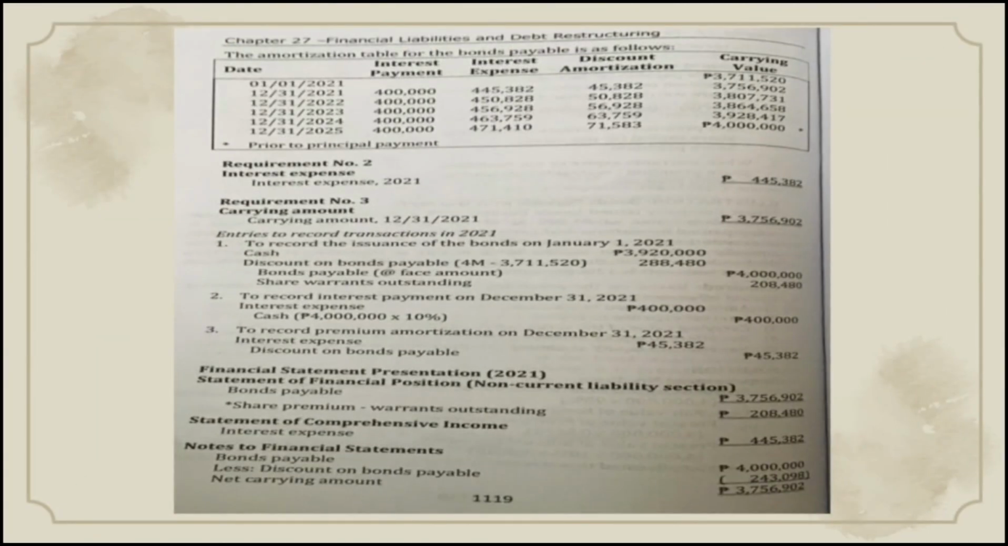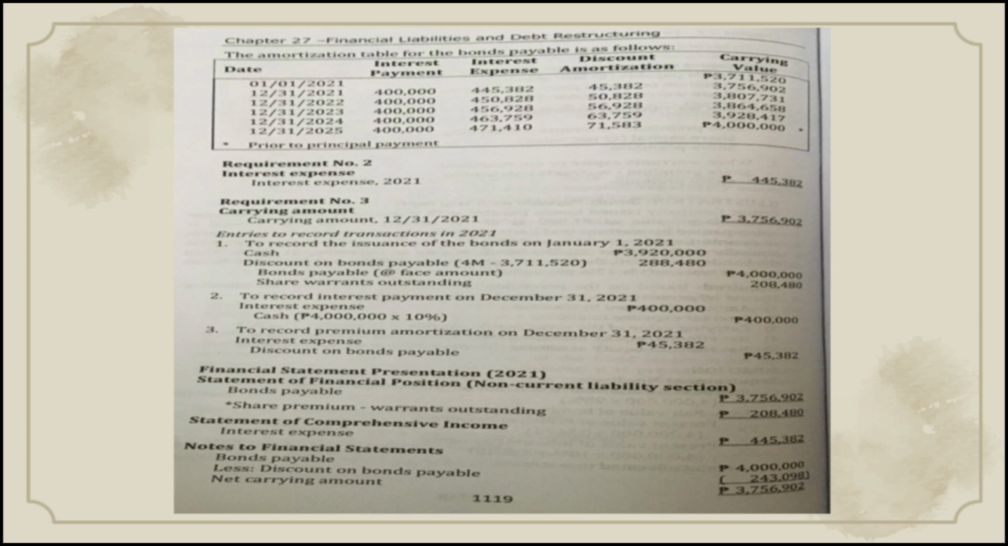So, next is requirement number 2. Ang requirement number 2 is interest expense in 2021. So para makuha ang interest expense sa 2021, kinahanglan ta maghimo og amortization table for the bonds payable. So kining babaw mao ni siya ang amortization table: ang date, interest payment, interest expense, discount amortization, and ang carrying value. So para makuha ang interest payment, ang 4 million is atong i-times sa 10%. So 4 million times 10% is equal to 400,000.